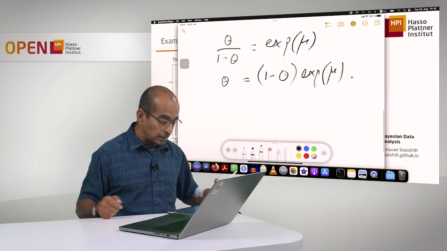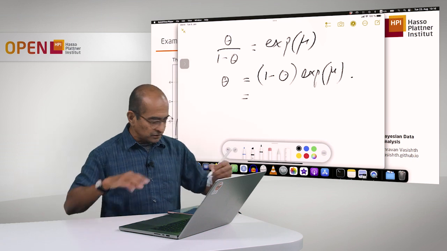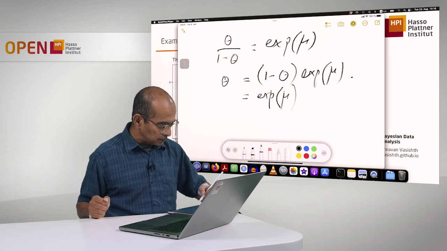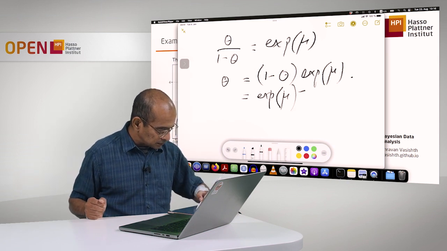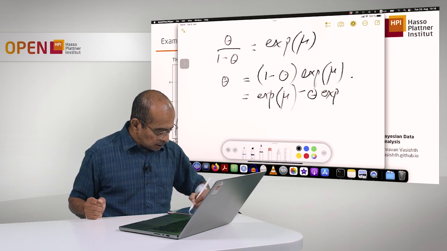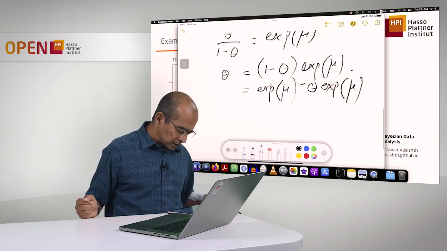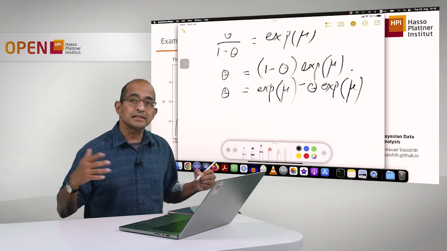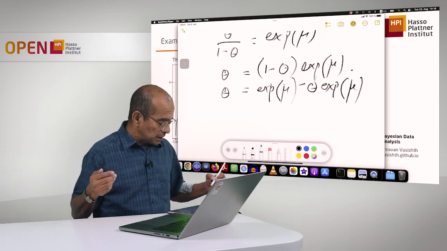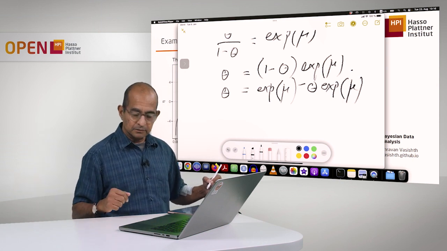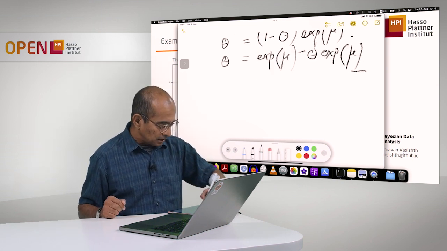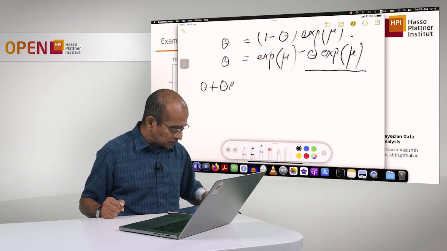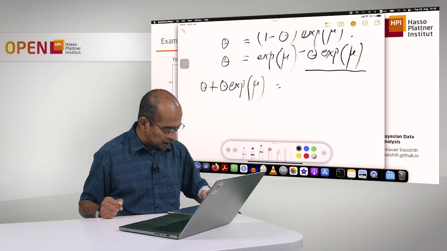So how do I proceed now? I'm still trying to solve for theta. So let me open up the brackets on the right hand side. So I get exponent of mu. This is just simple math now. It's not very exciting, but the result might surprise you. So I think I did this correctly, yes. On the left hand side, I've got theta. And on the right hand side, I've got exponent of mu minus theta exponent of mu. I want to get all the theta terms on one side. So how do I do that? I add theta exponent of mu to both sides. So I get theta plus theta exponent of mu.